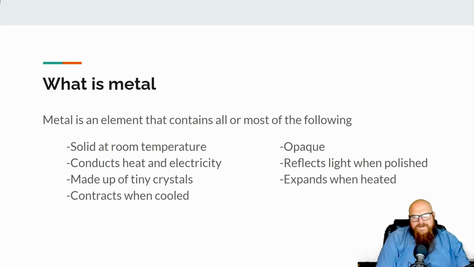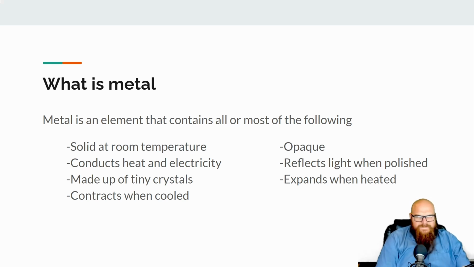One of the biggest properties that we take advantage of is that metal conducts heat and electricity very, very well. It allows electrons to basically move freely. And in any of the processes, MIG welding, stick welding, TIG welding, those are all going to use the property of the electrical conductivity of the metal to heat it up and actually cause the melting.